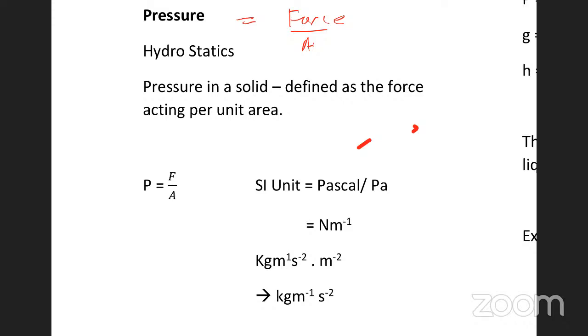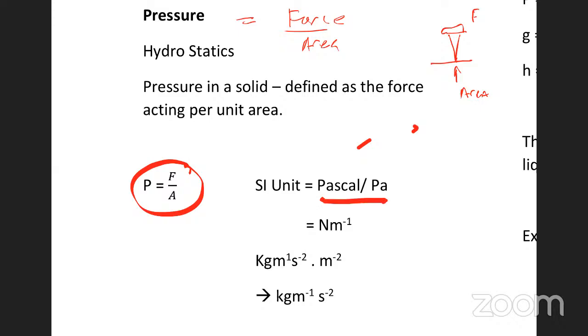force acting per unit area. So if, for example, you have the ground and you are applying a force, like on a nail, the force acting per unit area gives you pressure. Pressure is force on area, measured in pascals. The SI unit is Nm^-2, sorry. So the SI unit is Newton per meter squared.